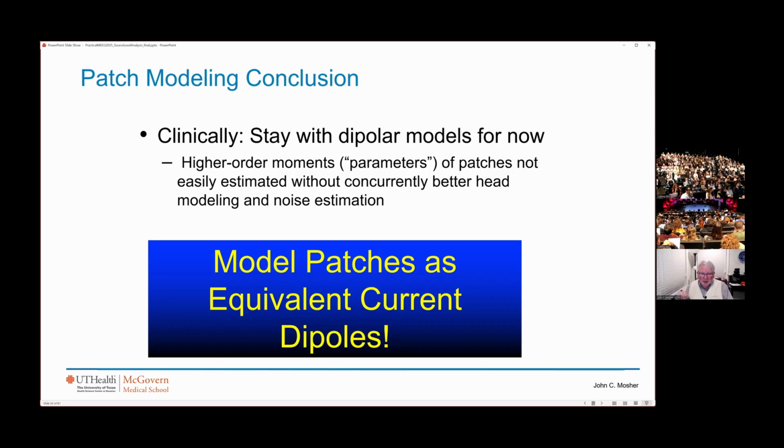You say the current dipole, the equivalent current dipole, is actually modeling quite an area of the cortex. You can get your work done with the current dipole. So clinically, at least, we always say, just stay with the dipolar models for now. That's what the vendor software emphasizes too. These higher order moments, the parameters of the quadrupole or of the patch, however you might describe it, are just not strong enough to be worth the clinical time to pull out. Doesn't mean for research you shouldn't go after it, but at least clinically, modeling patches as equivalent current dipoles is more than adequate.